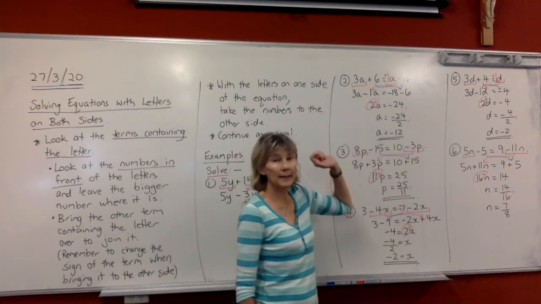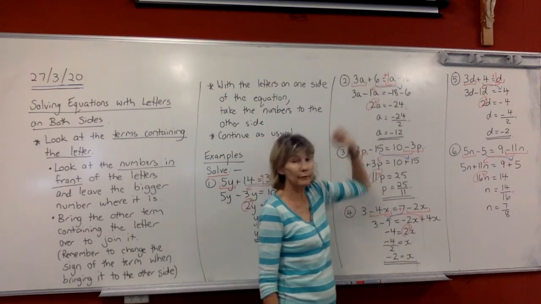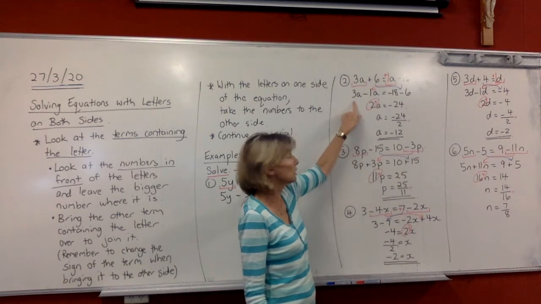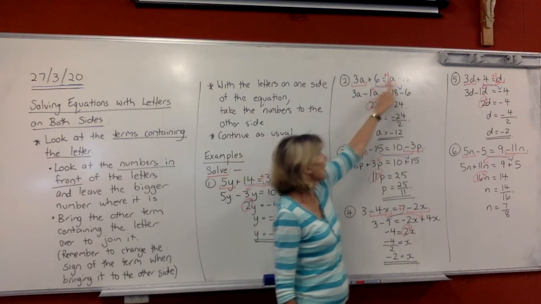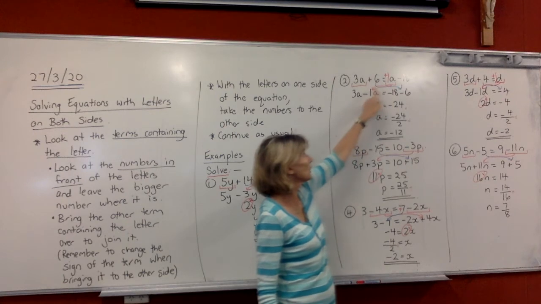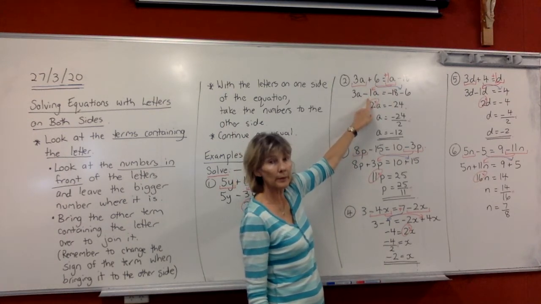So we have 3a here and a over here. A would be a 1 in front of it, so we've got 3a and 1a. The bigger of the two is 3a. We're going to keep that where it is. The 1a is going to come across. Remember, it's a positive 1. So when it comes across, it will become a minus 1a. The numbers will be on the other side.